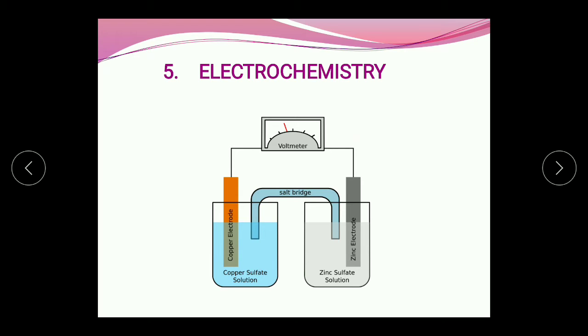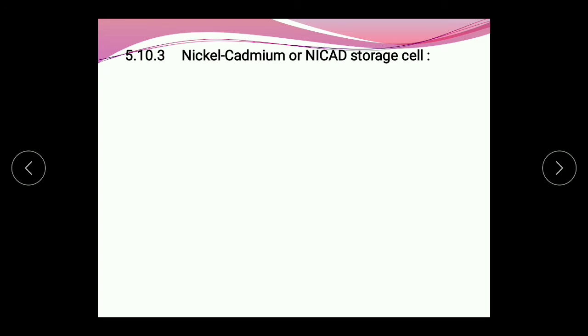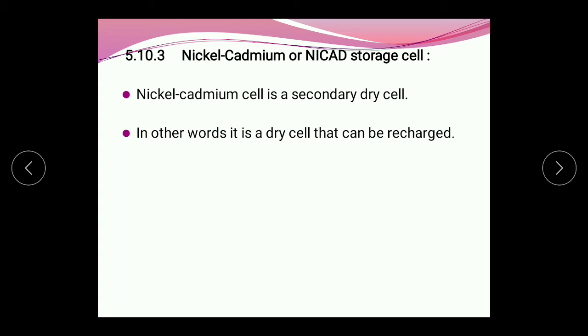So, let us begin today's session, and we will learn first the secondary dry cell, that is the nickel cadmium storage cell, also called the NICAD storage cell. As I told you, the nickel cadmium cell is a secondary dry cell, the meaning of which you know very well. Secondary, the one which can be recharged; dry, the one which contains all the reactants in solid state. In other words, it is a dry cell that can be recharged.